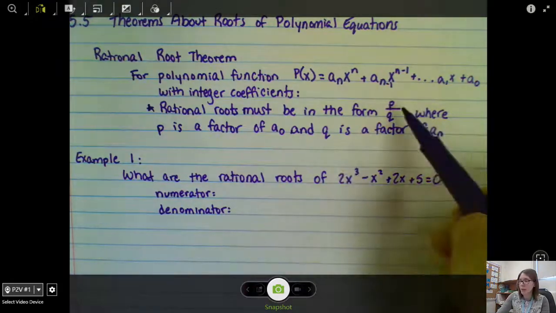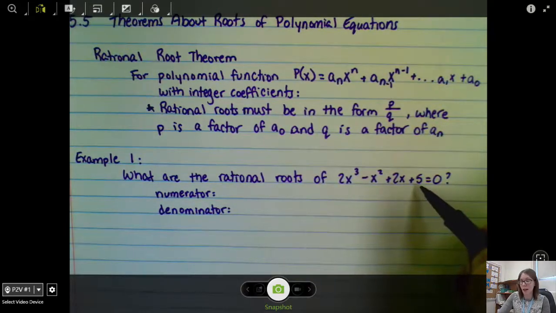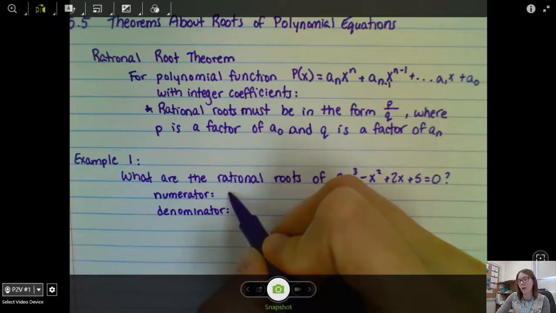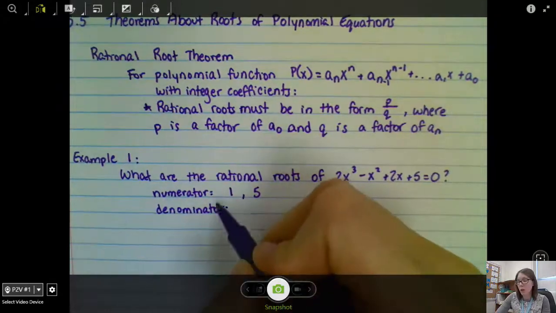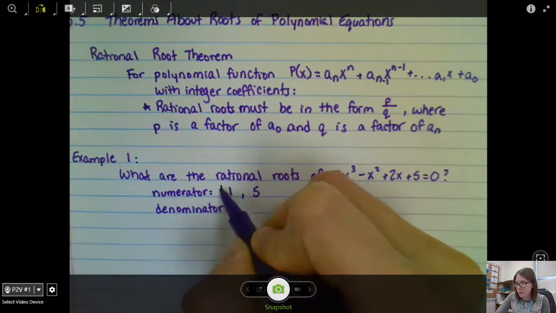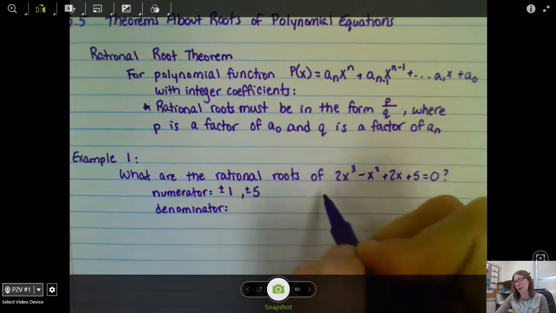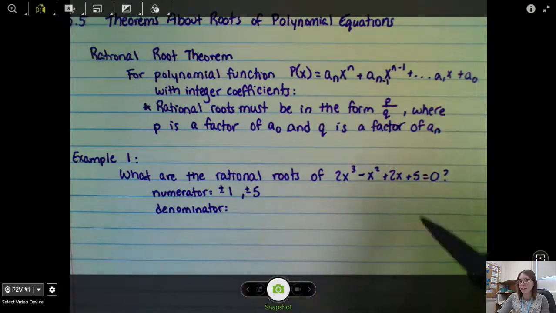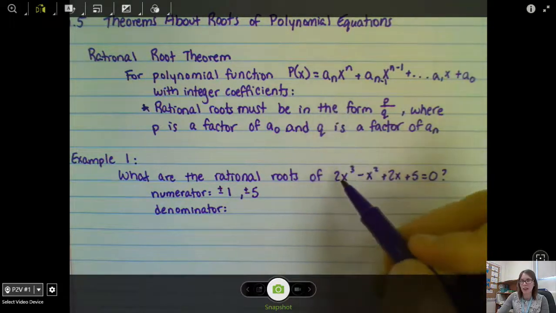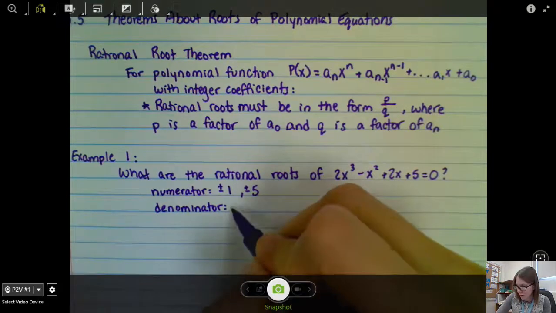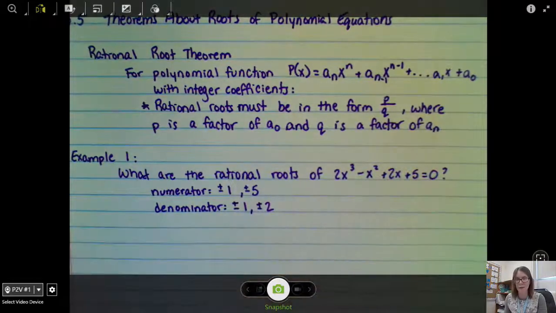Now our numerator, p, has to be a factor of a sub 0. So in this case, what numbers multiply to 5? You're probably thinking, okay, 1 and 5. 1 times 5 equals 5, but we also could do -1 and -5. So instead of just listing 1, 5, -1, -5, I'm going to do plus or minus for each. And then for our denominator, q, that has to be a factor of our leading coefficient. In this case, what numbers multiply to 2? Could be 1, could be 2, but it could also be -1 and -2.